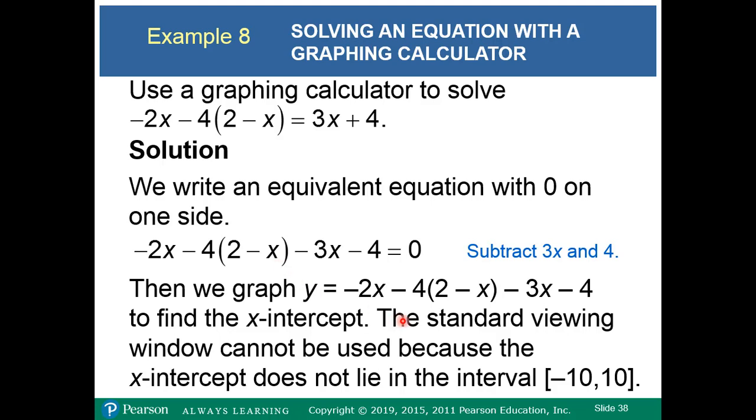Now, again, for graphing this, I wouldn't do that. Simplify this to make it easier to put in your calculator. But you could put this whole thing in your calculator and then find where it crosses the x-axis. And notice that the y-intercept here is going to be negative 12. We would normally use a standard viewing window, which is just from negative 10 to 10.